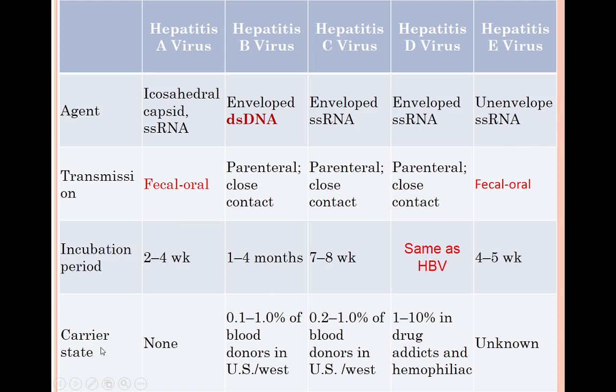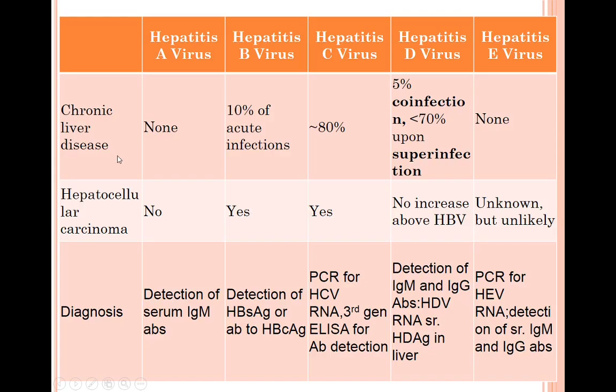Okay. A carrier state, hepatitis A gets cleared completely, and hepatitis E, we don't know yet. But these B, C, D are dangerous because they do have a carrier state. The ability to go into chronicity: hepatitis A, because it clears completely, obviously there will be no chronicity. But hepatitis B, 10% of acute infections. C is very, very dangerous. 80% of cases can go into chronicity.